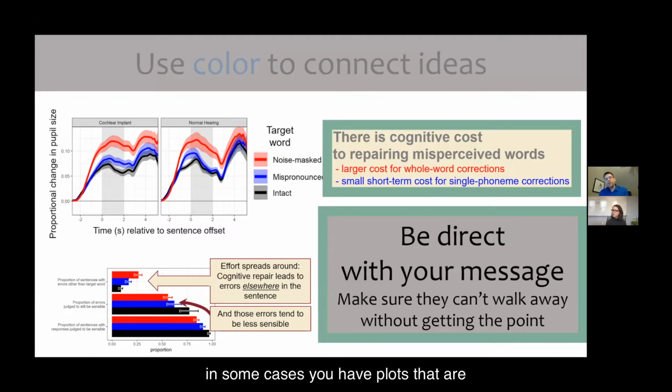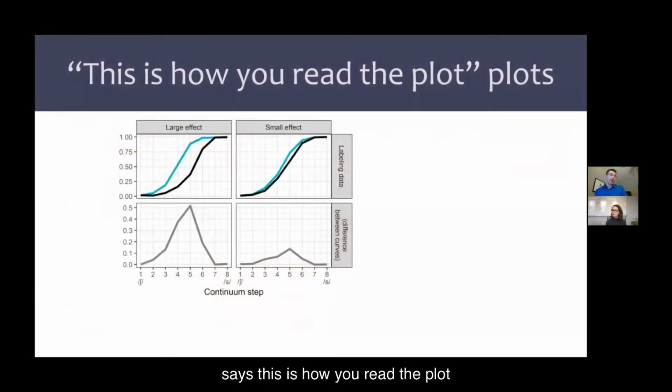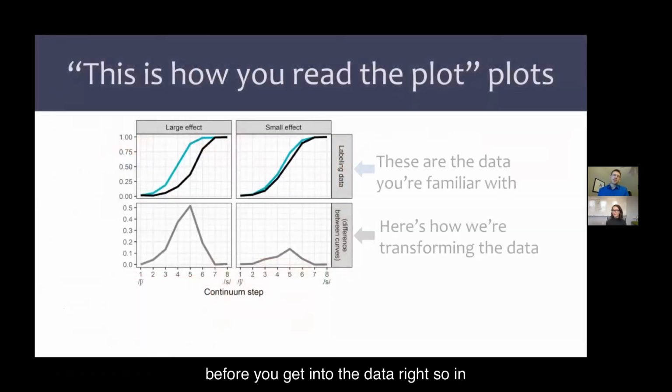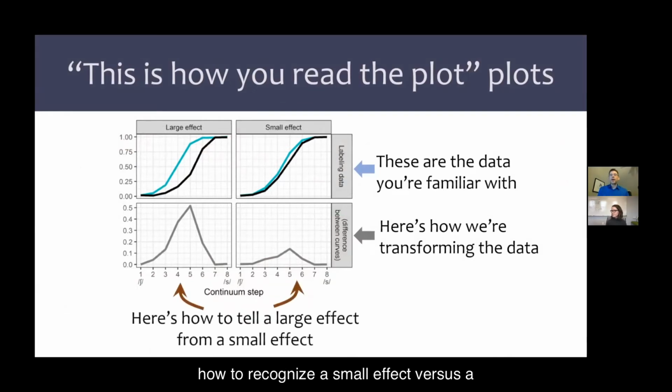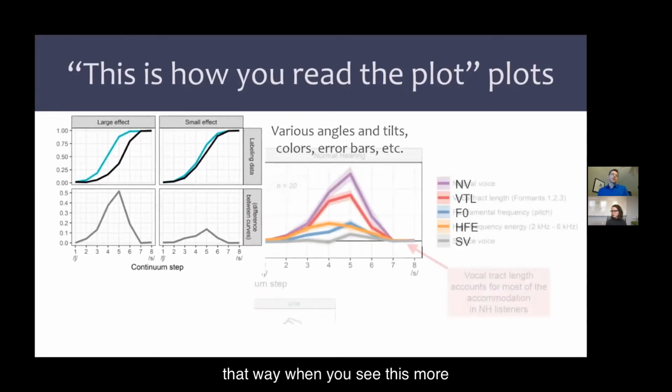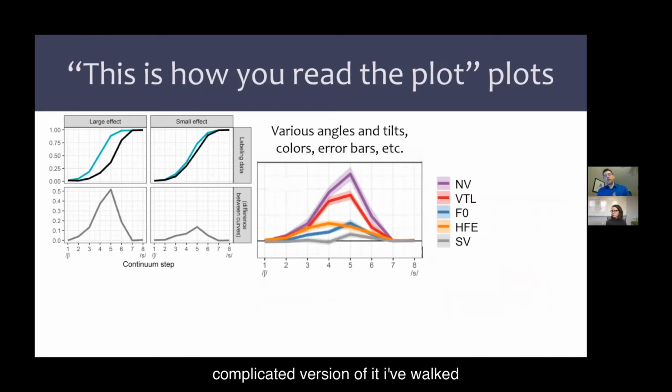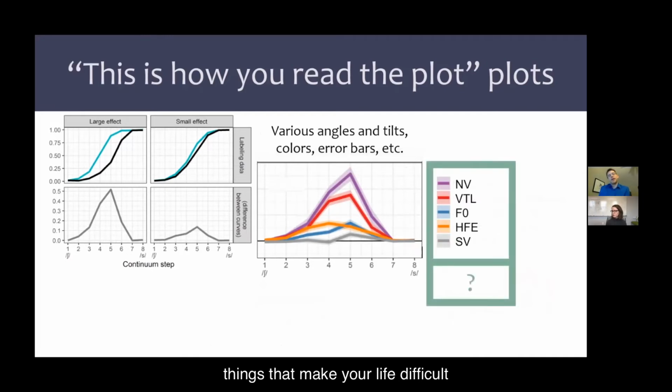In some cases, you have plots that are more complicated than this, right? And you might consider having a plot that just says, this is how you read the plot before you get into the data, right? So in the top panel, in my field, people are very familiar with the top row, but maybe not so familiar with the bottom row. So I'm telling them, here's how we're transforming the data so that you know how to recognize a small effect versus a large effect. That way, when you see this more complicated version of it, I've walked you through how to interpret that. But I'm also avoiding things that make your life difficult.